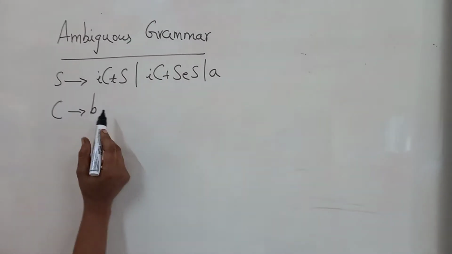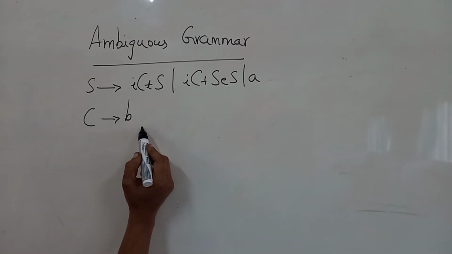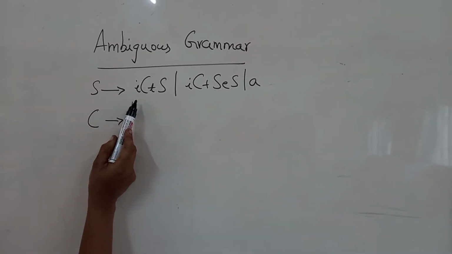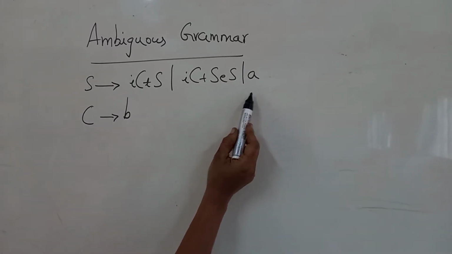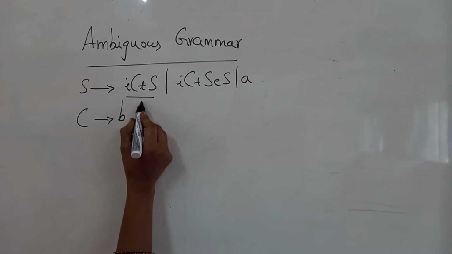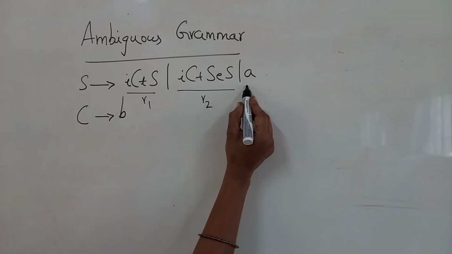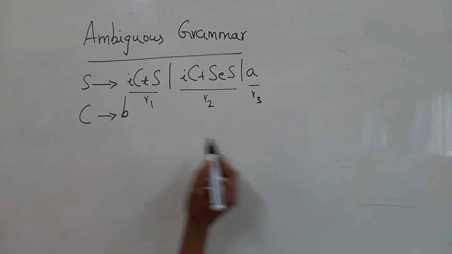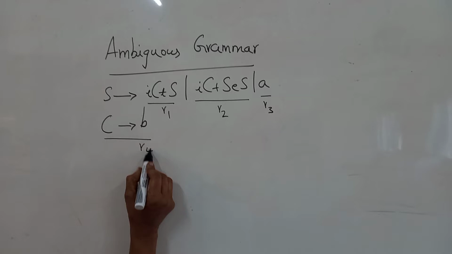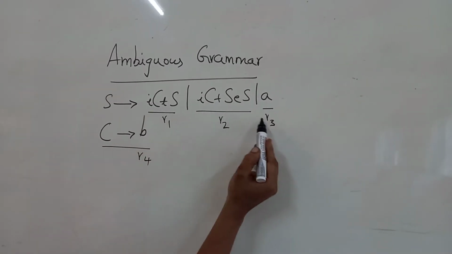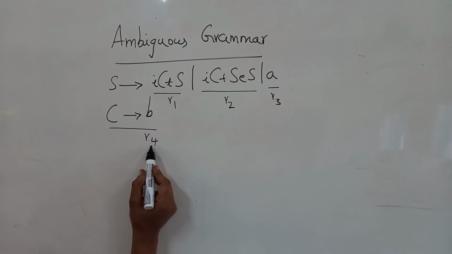Is the following grammar ambiguous? Here they have given the two productions. The starting production is S, and S has three productions. I will take S → iCtS as rule 1, S → iCtSeS as rule 2, and S → a as rule 3, and C → b as rule 4. So S has three productions, rules 1, 2, 3, and C has rule 4.